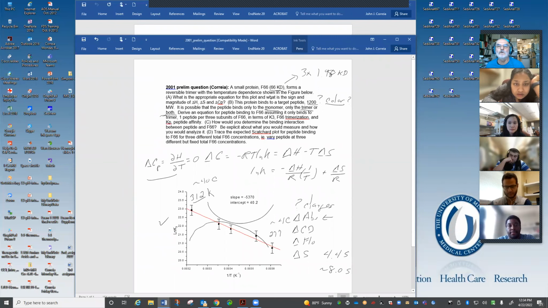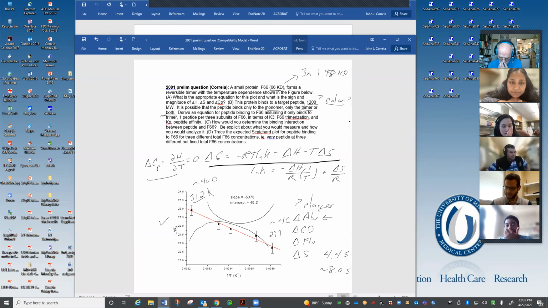What is the appropriate equation for this plot? What is the sign and magnitude of delta H, delta S, delta CP? Here's the equation. So in this case, the heat capacity will be 0, because there's no curvature. It's a straight line. The enthalpy doesn't change.